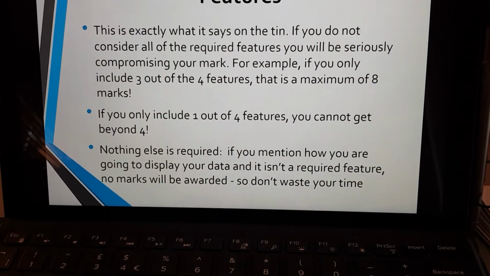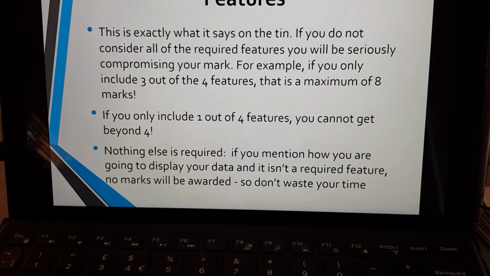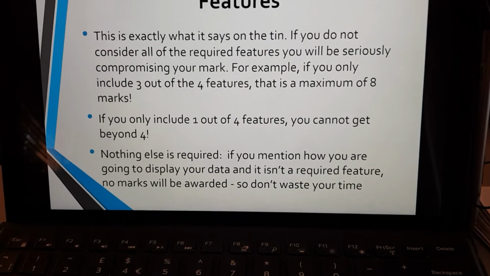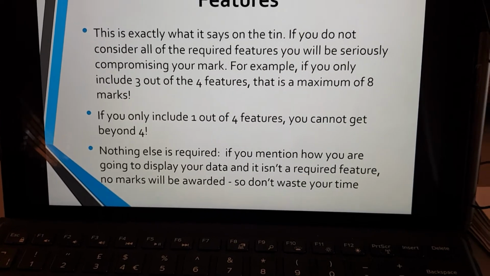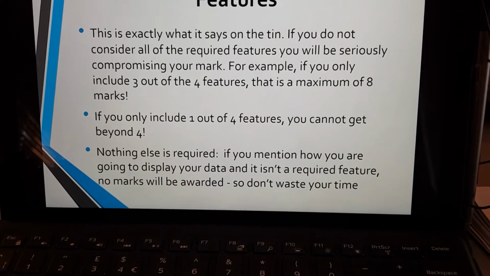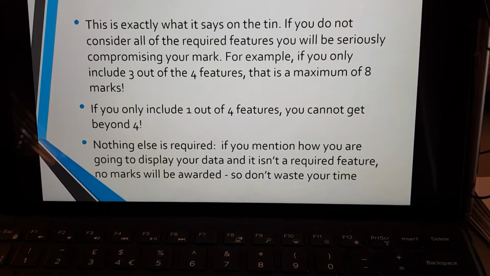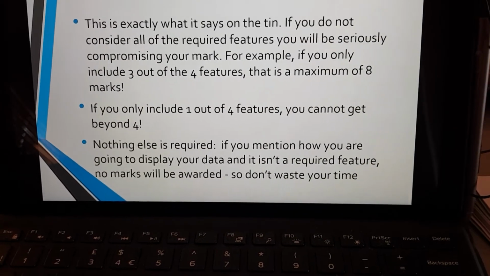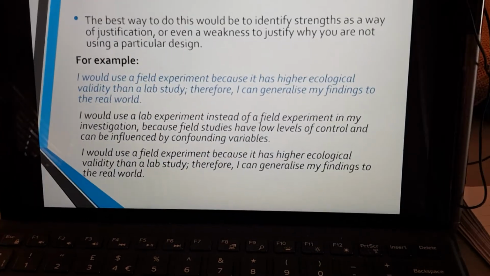So you're going to compromise, as it says there. For example, if you only include 3 of the 4 features, the maximum you could score is 8 out of 15, okay? So that's a costly mistake to make. So don't go off piste, okay? Stick to the bullets. Don't put in things that are not being asked for. You're wasting time. You're losing marks if you do this.